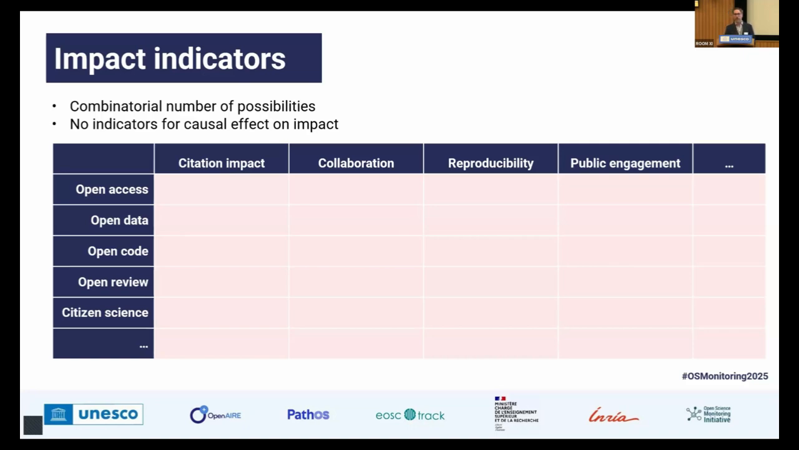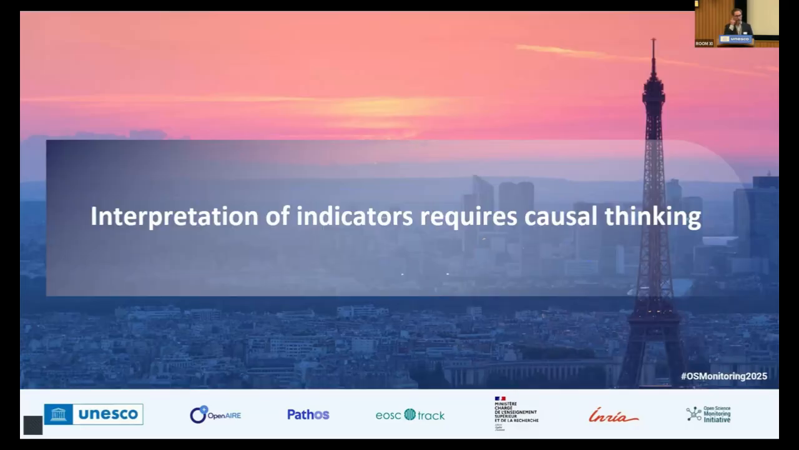So we can't cover all of these combinations of how various aspects of open science impact all of these various aspects of academic, economic, and societal impact and reproducibility. So we don't include any indicators for causal effect on impact overall. We include a couple of examples of how this can be worked out, and we include an introduction to causality for this purpose. The interpretation of these indicators, even if you're not thinking about causal questions specifically, such as how the impact changes due to the openness, still requires causal thinking.